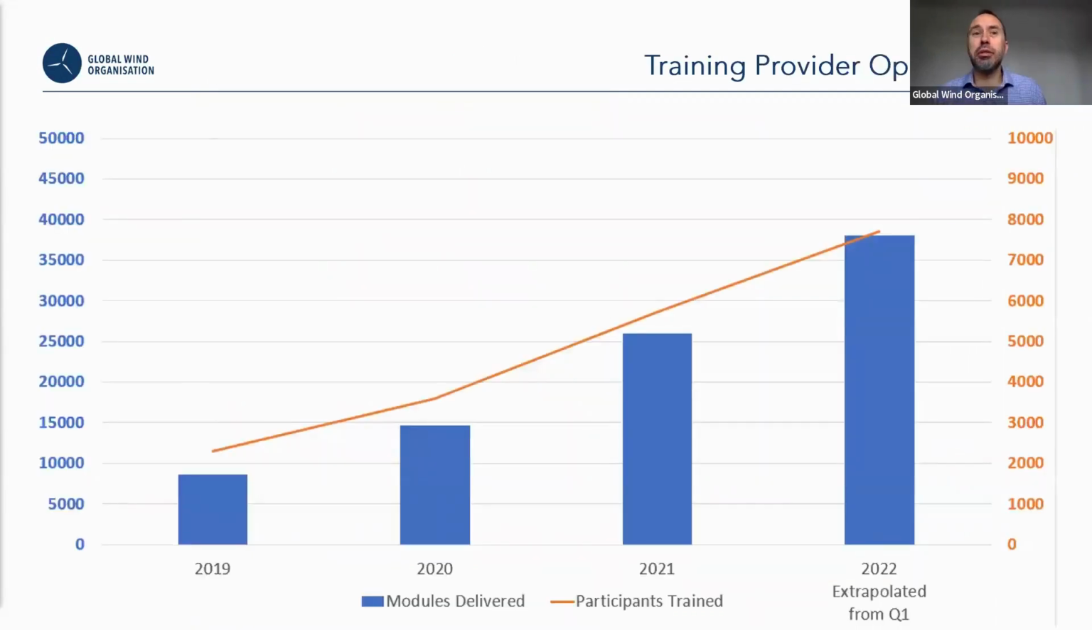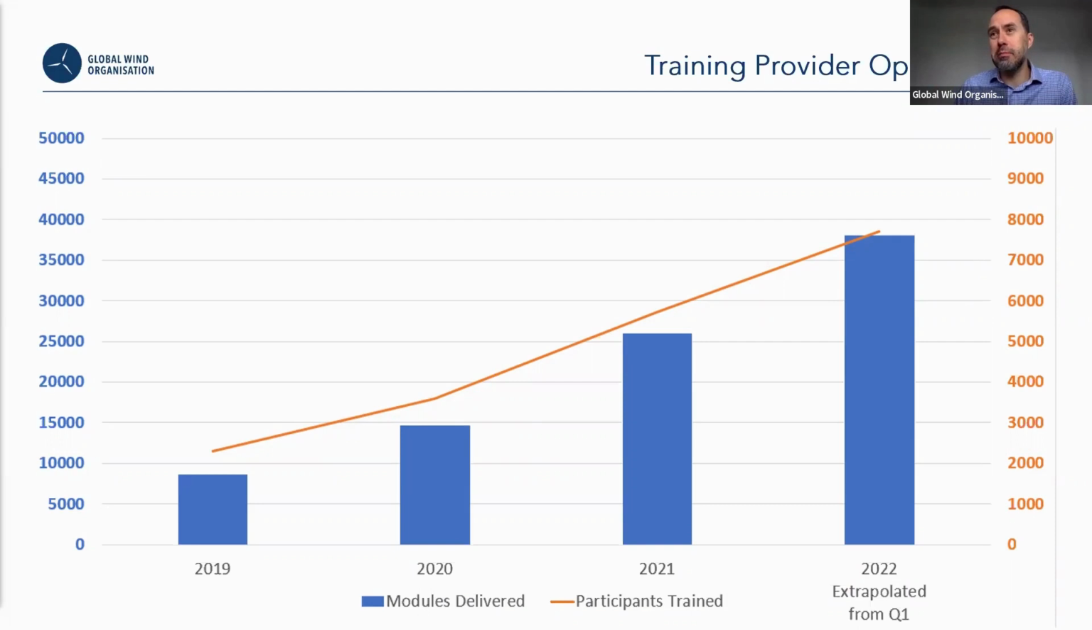So looking at the growth, this is looking at the last 3 years of GWO in the United States. And what you see on the blue bar graph there is the number of modules that have been delivered year over year. And then in 2022, we have Q1 data, and so what I did is just extrapolated it out for the full year. And then that orange line is showing the number of participants that were trained, with the chart on the right-hand axis of the screen. And so what you're seeing is just this year over year growth.